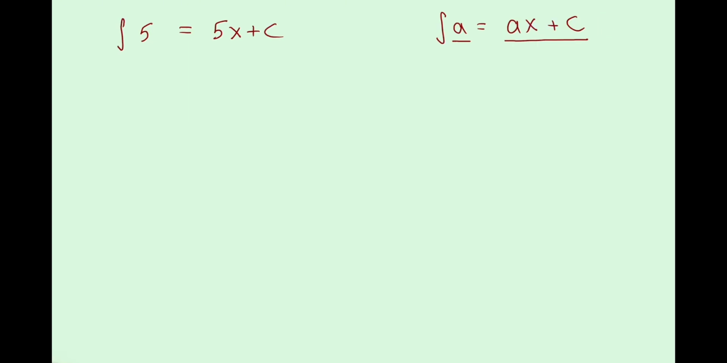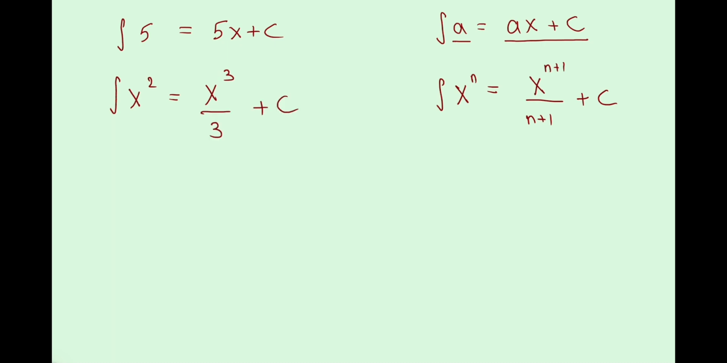Now let's integrate a variable. Let's say we're integrating x squared. Again, this is an indefinite integral, therefore we're going to add c at the end. The formula to find the integral of a variable that has a power is x to the power plus 1, over the power plus 1, plus c. So the integral of x squared is going to be x raised to the third power over 3 plus c.